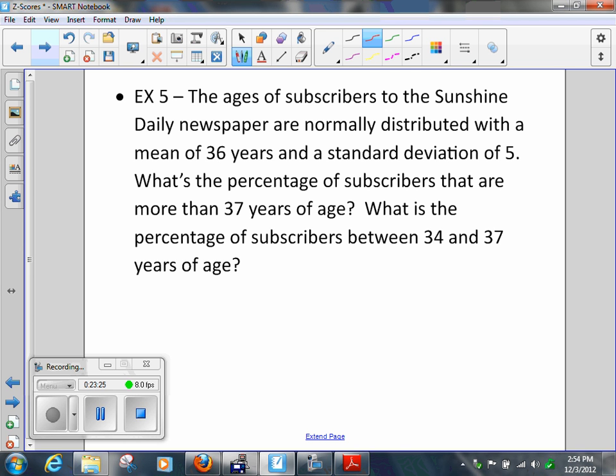Here we go. Look at example 5. It says the ages of subscribers to this newspaper are normally distributed. That's important. With a mean of 36 years and standard deviation of 5, what's the percentage of subscribers that are more than 37 years of age? What's the percentage of subscribers between 34 and 37 years of age? We've got to do two different things here.